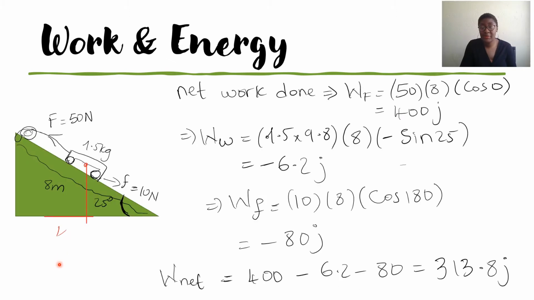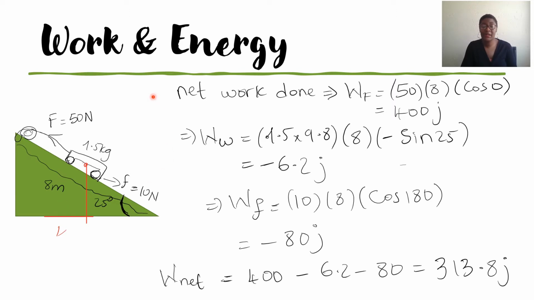Let's look at this simple example. So we have a very simple diagram here with a trolley that is being pulled up with a force of 50 newtons, and then this trolley has a mass of 1.5 kilograms. There's a friction force of 10 newtons. This is an elevated ramp. It's elevated at an angle of 25 degrees, and the distance of the ramp is 8 meters.